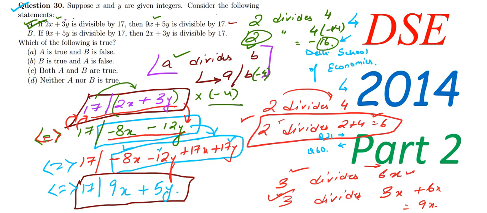And as you can see, statement 2 is exactly the vice versa of statement 1. That is, if 9x plus 5y is divisible by 17, that is our last equation, then 2x plus 3y is divisible by 17, that is our first equation. As I said, we have implications in both directions on all the equations, hence this vice versa is also true and always true. Hence both these statements are true. Therefore let's check the options. As you can see, in option C we have both A and B are true. Hence option C will be the correct answer to this question.